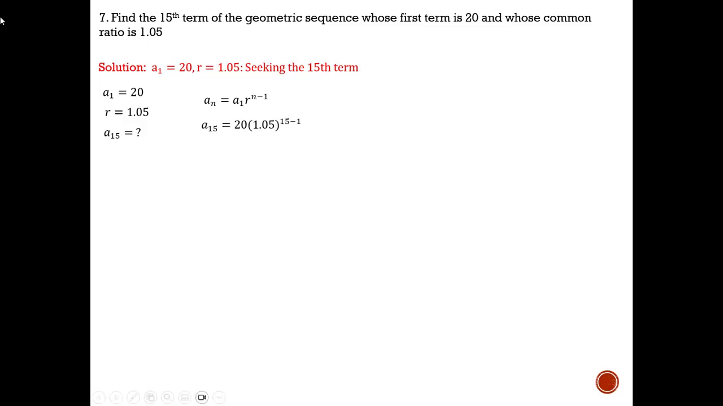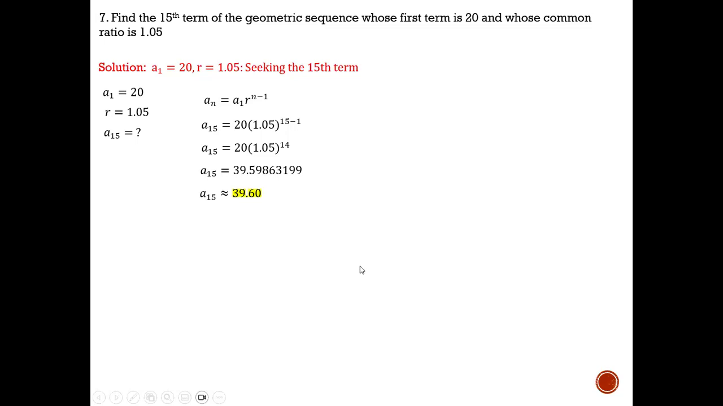So I'm going to plug in what I have, or what I need here. I need a sub 15, so n is 15. I do have a sub 1, which is 20. I have my r, which is 1.05. n is 15, and 15 minus 1 is what gets plugged in. Simplifying, 15 minus 1 is 14. So taking this into your calculator, 20 times 1.05 to the 14th power, we get 39.59863199, but we can round.